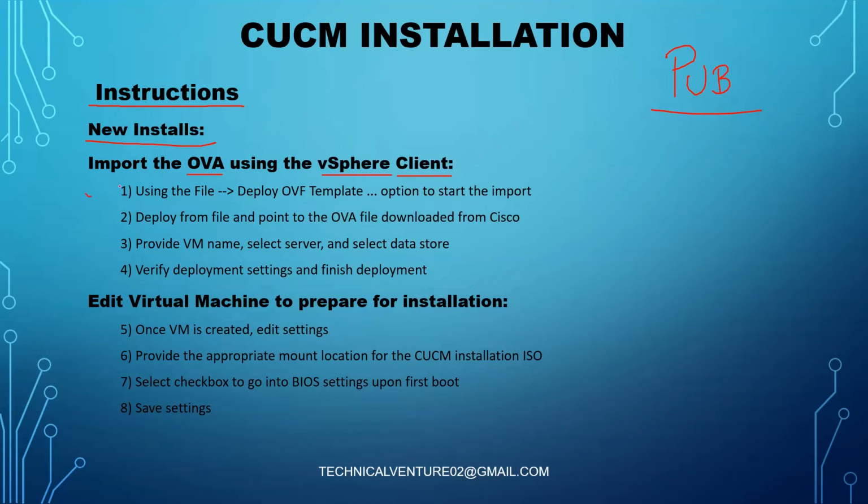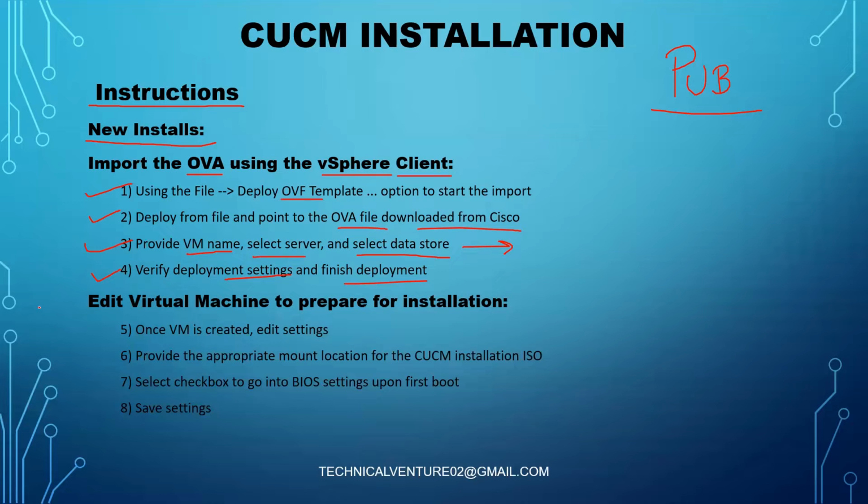So first, using the file, you can deploy the OVF template. Just click on the host, then deploy OVF template, and then deploy from file and point to the OVF file downloaded from Cisco. Third step would be to create the virtual machine name. Select the server and select the datastore where your ISO file is stored. Then verify the deployment settings and finish the deployment. This is how you import the OVA.